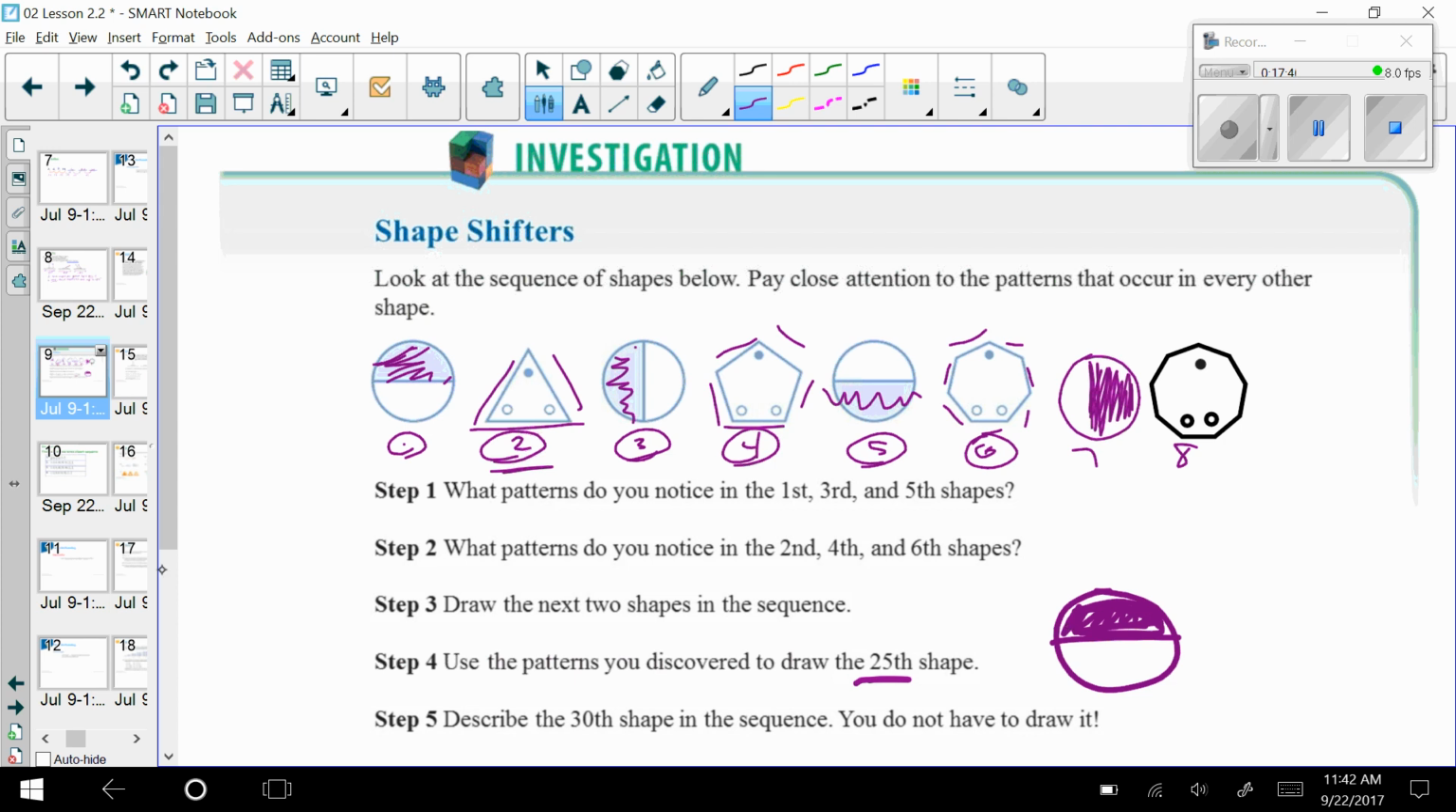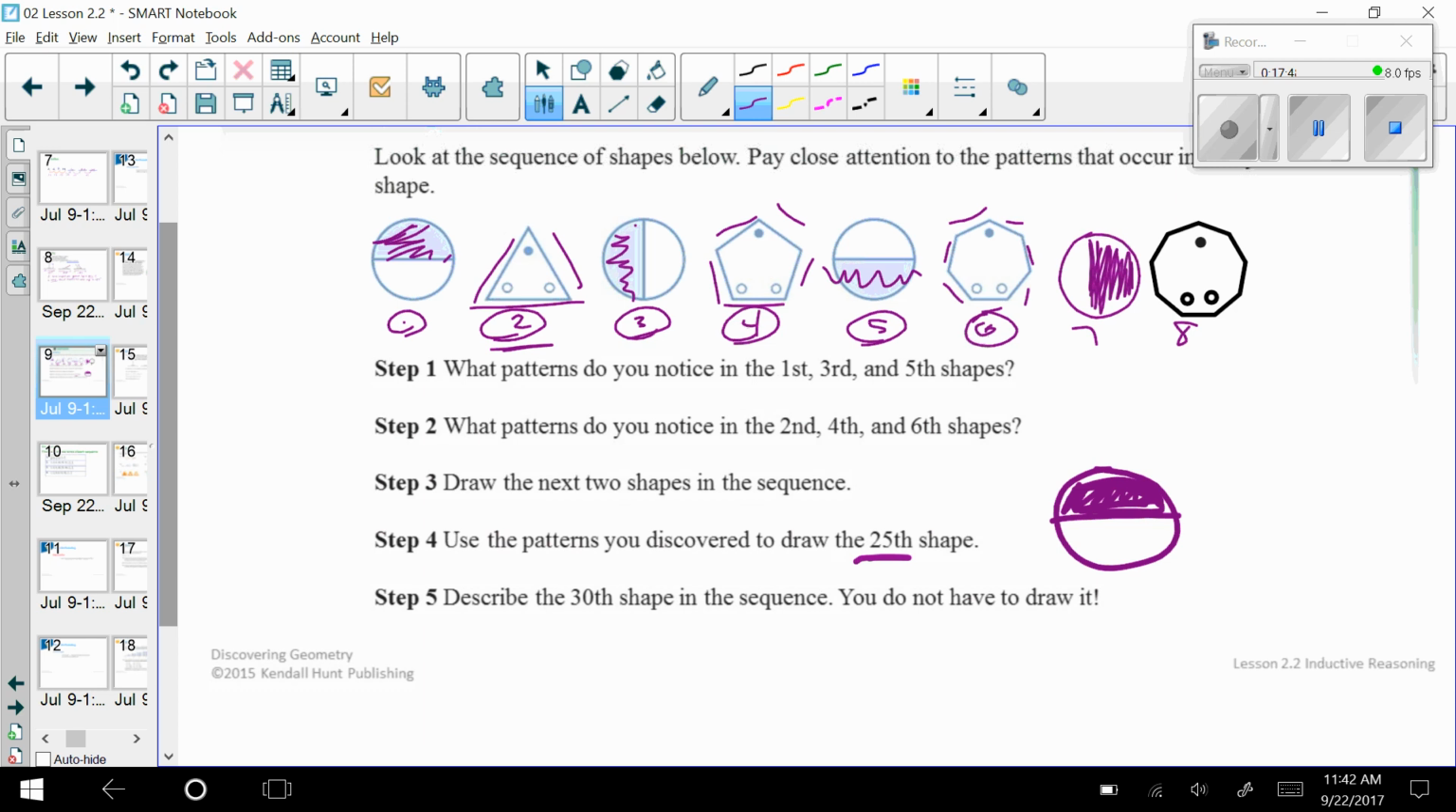And then lastly, describe the 30th shape in the sequence. You don't have to draw it, but what would it look like? How many sides would it have? So if the second one has 3 sides, the 4th one has 5 sides, the 6th one has 7 sides, the 8th one has 9 sides. The 30th one would have 31 sides, so we call that a 31-gon. And then it'll also have a little dot circle at the top, and then in the bottom 2 vertices, circles that are not filled in.